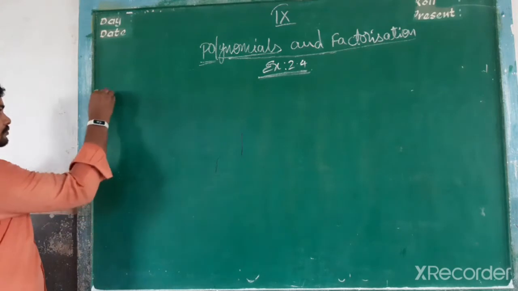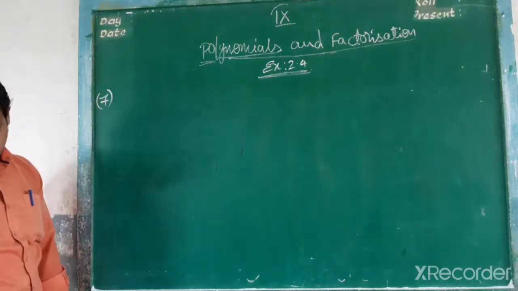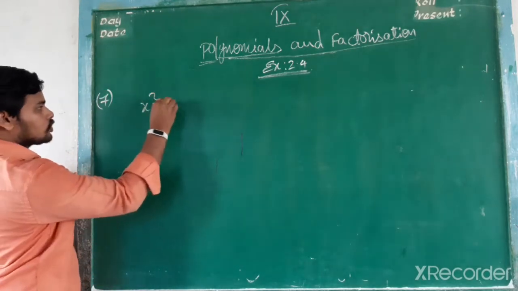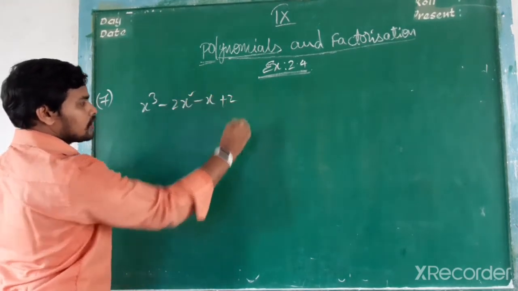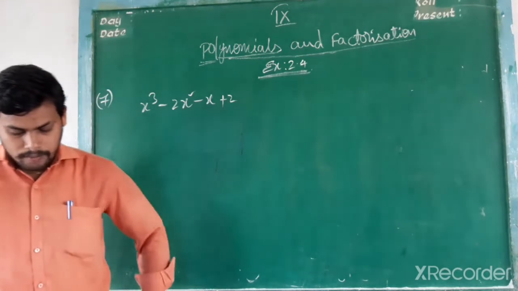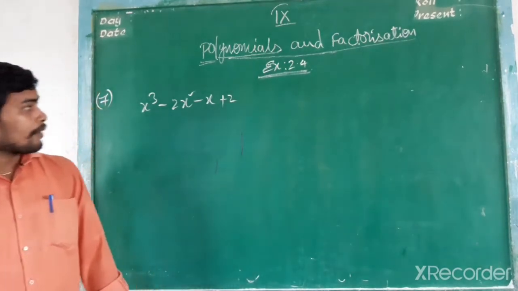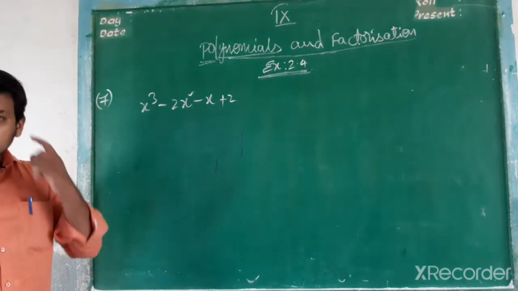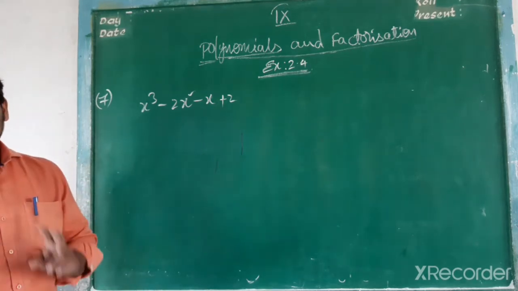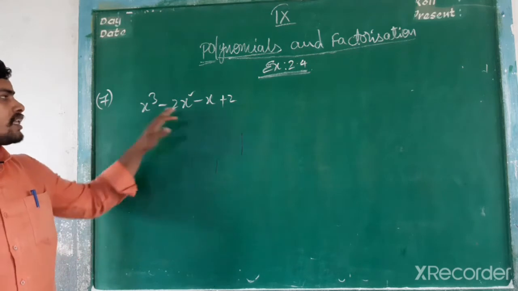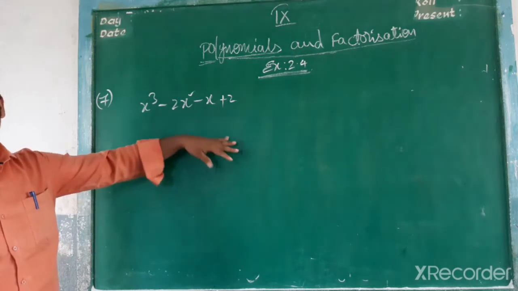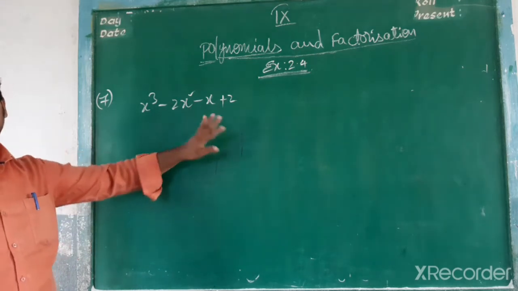Seventh one. x cube minus 2x square minus x plus 2. For a quadratic polynomial we know how to split the middle term, but in a cubic polynomial we don't know how to split the terms.